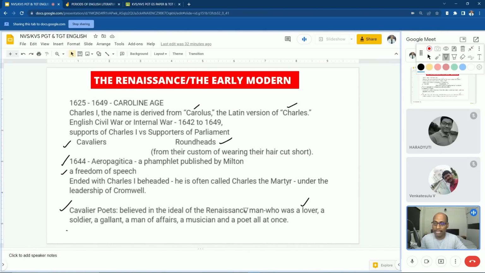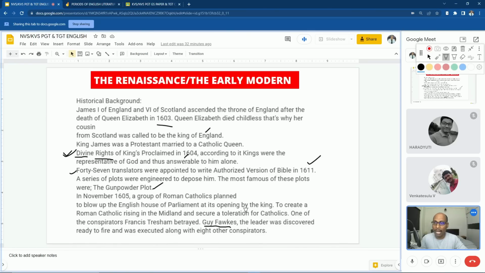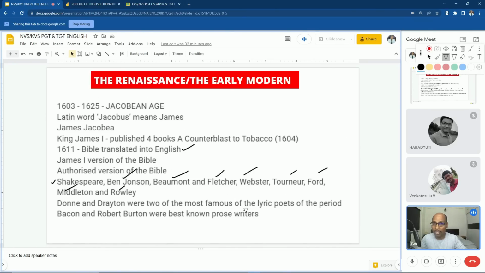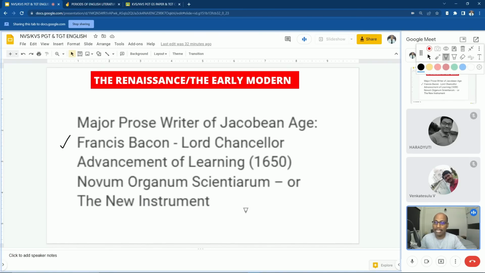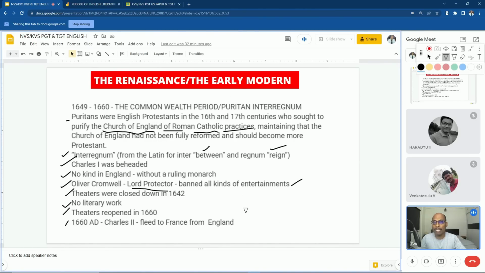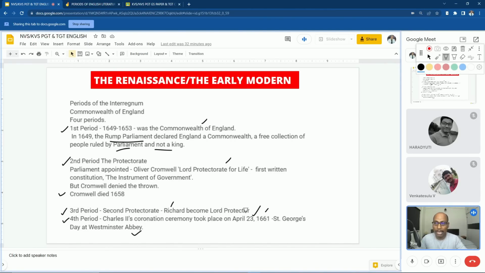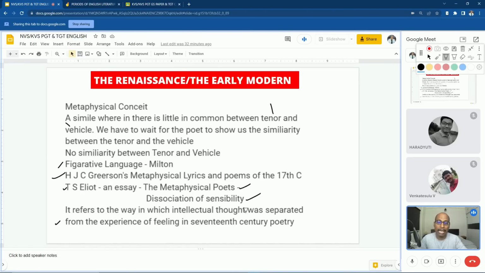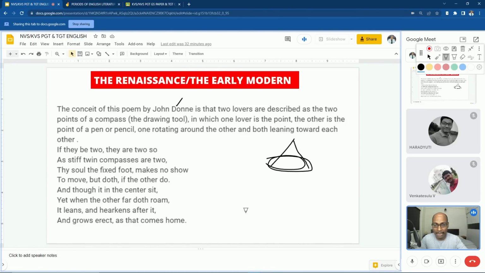I completed the 3 ages in 1 hour, and those 3 ages are part of the Renaissance. So the Renaissance or early modern has 4 periods. First one is the Elizabethan period, second one is the Jacobean age, third one is the Caroline age, and the fourth one is the Commonwealth period or Puritan Interregnum. So with this we have completed the Renaissance or the early modern age in English literature.